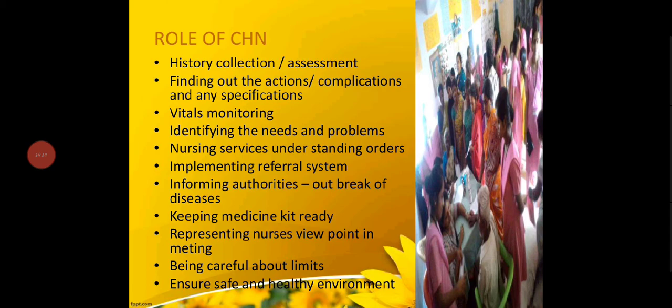So what is the role of the community health nurse here? She will take the history and do the assessment, find out the actions and the complications, and monitor vitals. Identify the needs and problems. Nursing services under the standing order can be given to the patient. Implement the referral system to the higher authority. Inform authorities of outbreaks of disease. Keep the medicine kit ready. Represent the nurses' viewpoint in meetings. Be careful about limits and ensure a safe and healthy environment.